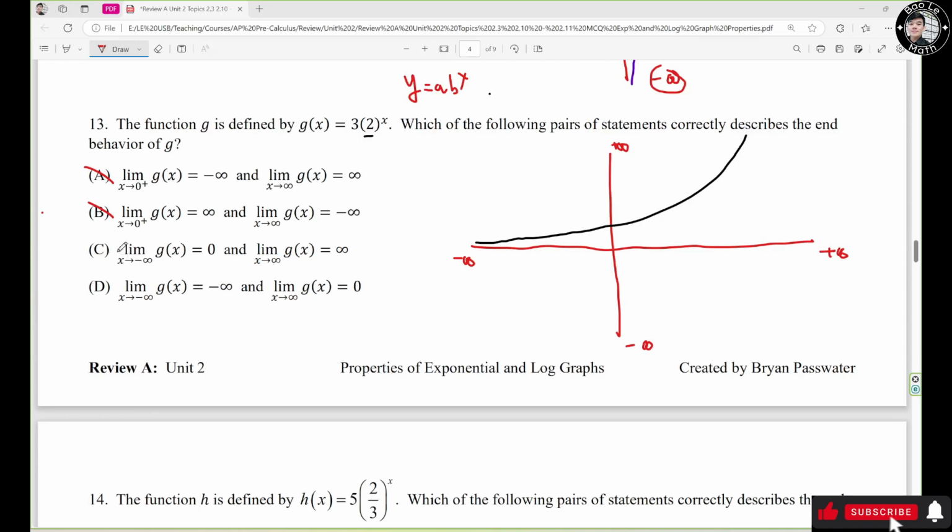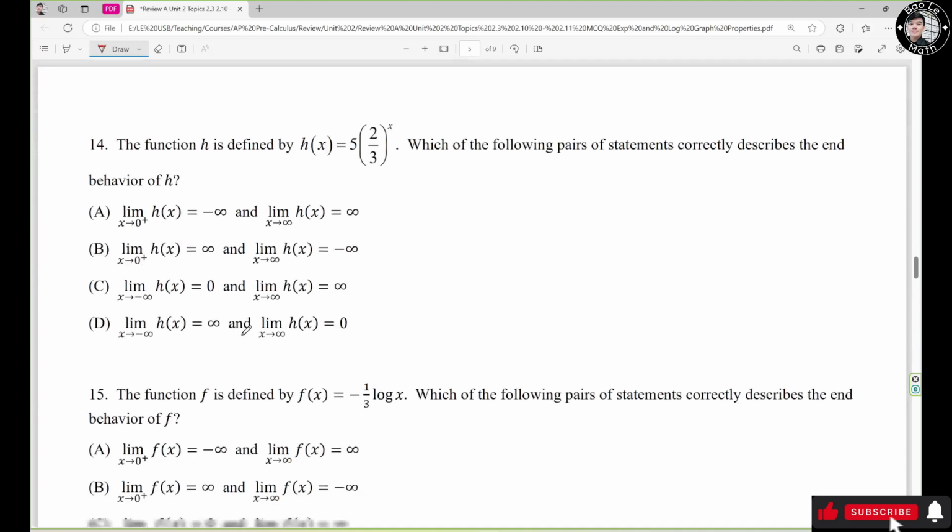Now answer choice C. Limit of the function g of s when s approaches negative infinity. The function approaches the x-axis, right? Look at this one right here. So which means 0, right? So this one could be right? Limit of the function g of s when s approaches positive infinity. The function approaches positive infinity, right? So answer choice C is correct, right?